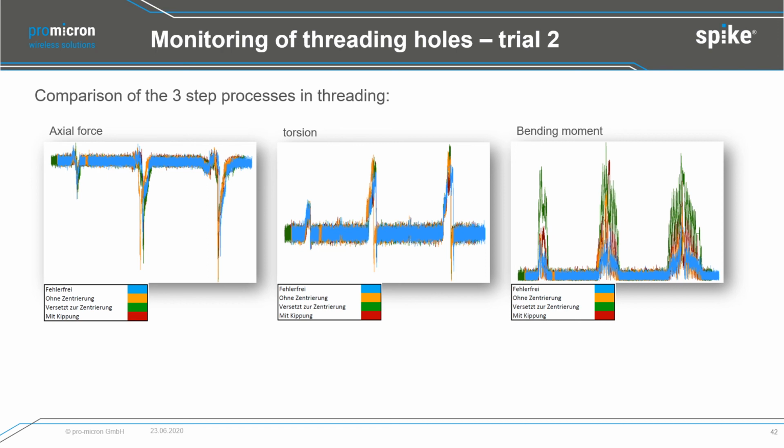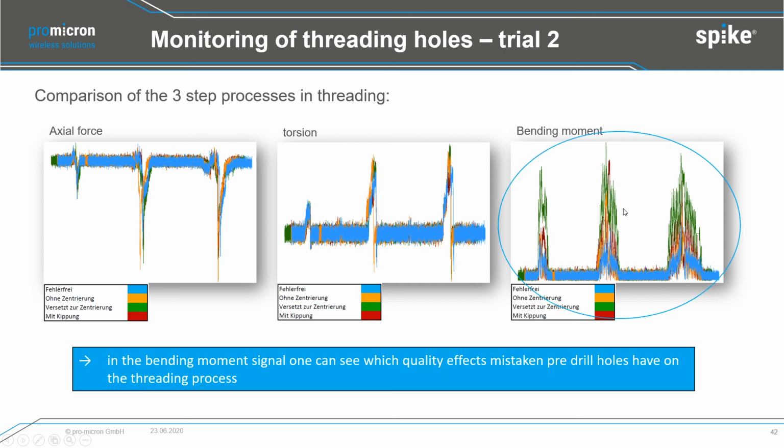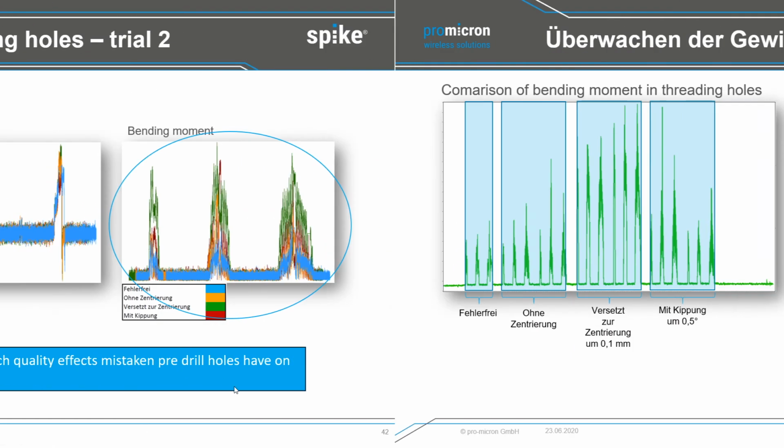But as I said before, the thread might also break if the bending moment is too high because the pre-drill is not good. So in the bending moment signal, one can see which quality effects mistaken pre-drills have on the threading process.